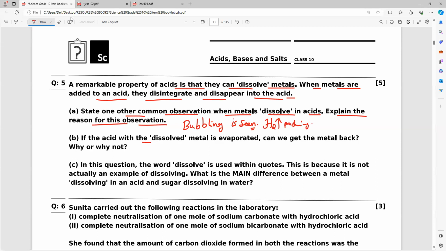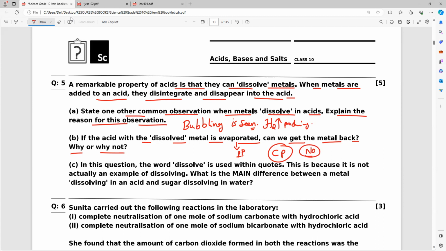Next, if the acid with the dissolved metal is evaporated, can we get the metal back? Why or why not? They are asking. Anybody? Metal is completely reacted. So it is a chemical process, but evaporating is a physical process. The metal which is dissolved in the acid is a chemical process. So do we get it back by evaporating?